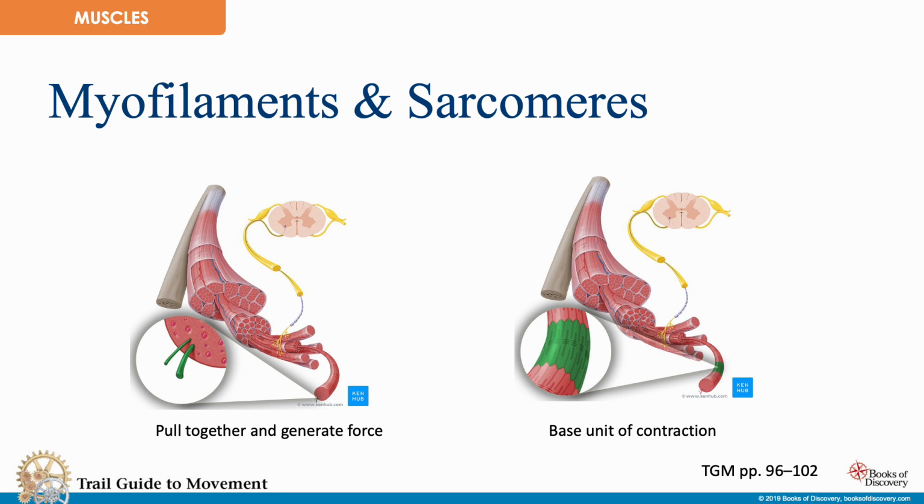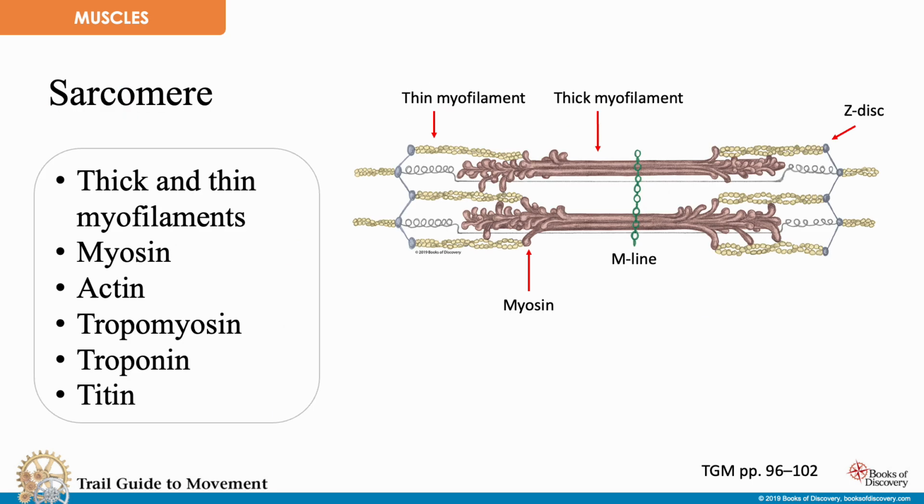Myofibrils are made of repeating units called sarcomeres. Sarcomeres contain actin, those are thin filaments, and myosin, which are thick filaments. The sarcomere is the basic unit of muscle contraction, and if sarcomeres don't shorten, the muscle doesn't contract. The sarcomere structure.